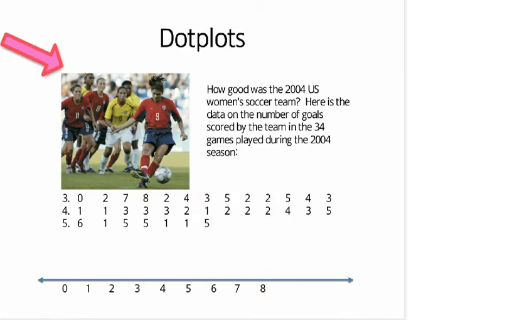Ooh, pretty colored dot. All right, so we're going to do a dot plot of this data. How good was the 2004 U.S. women's soccer team? And we know that they won a gold in the 2004 Olympics, and they were amazing. I believe that person right there is Mia Hamm, who is married to a baseball player, but the name escapes me right now. All right, here are the data on the number of goals scored by the team in the 34 games during the 2004 season.